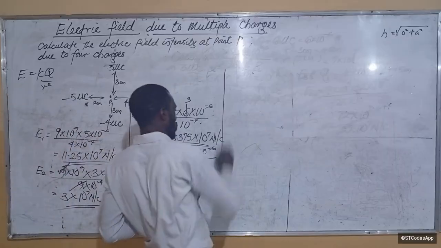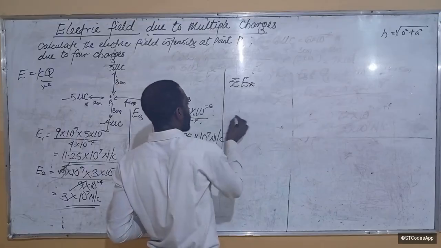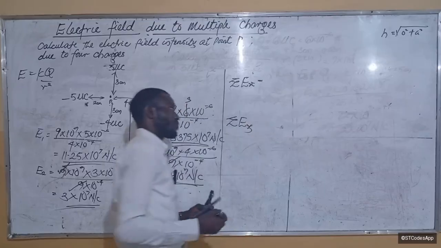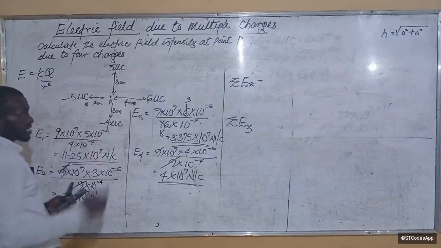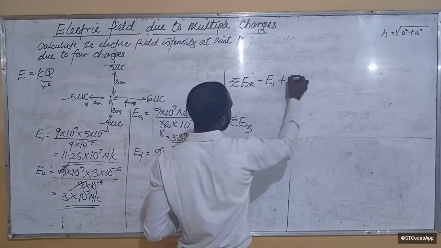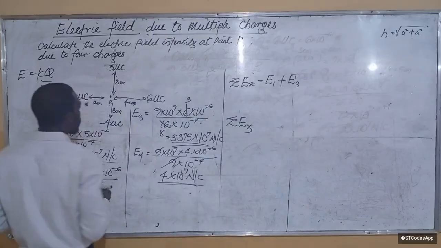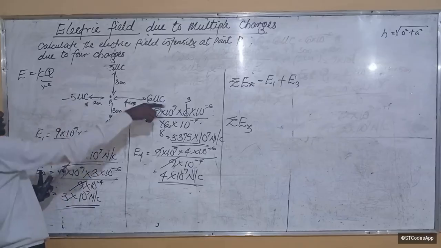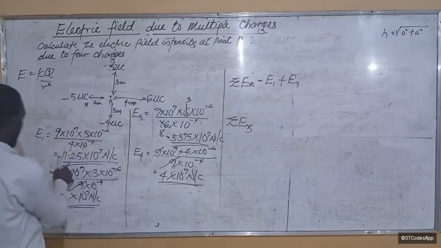Now let's do the vector sum. We have to first know the summation of the electric fields on the x-axis, and then we'll do the summation of electric fields on the y-axis. Which ones are on the x-axis? These two, E1 and E3, right? Now E1 is negative. Where will be the direction of the field? Towards it. Which direction is this, negative x or positive x? This is negative x. So E1 is negative.